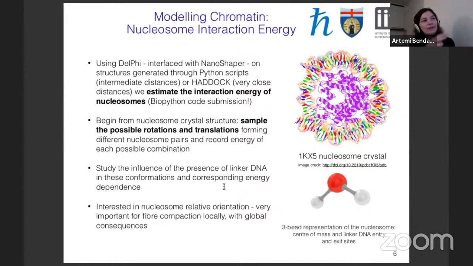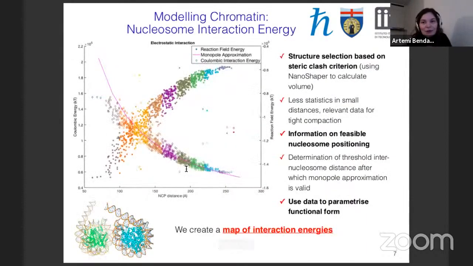Because, for example, even if the configuration is feasible, it may give rise to different linker DNA positioning, which then gives rise to a solenoid or a zigzag, or it can have repercussions on the start of the fiber and therefore on the topology of the fiber. So, as I mentioned, we used NanoShaper. We used it to apply the steric clash criterion. So basically, we calculated the volume of the structures, and if there were clashes, we discarded those.